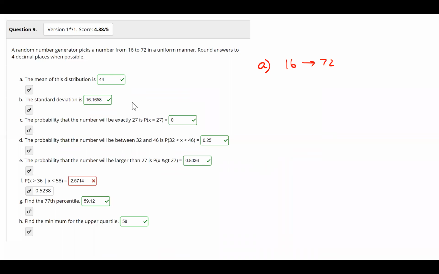Since we're picking numbers from 16 to 72, all we're going to do is add up the numbers themselves and then divide by 2, and that gives us the average. That's where that 44 comes from.